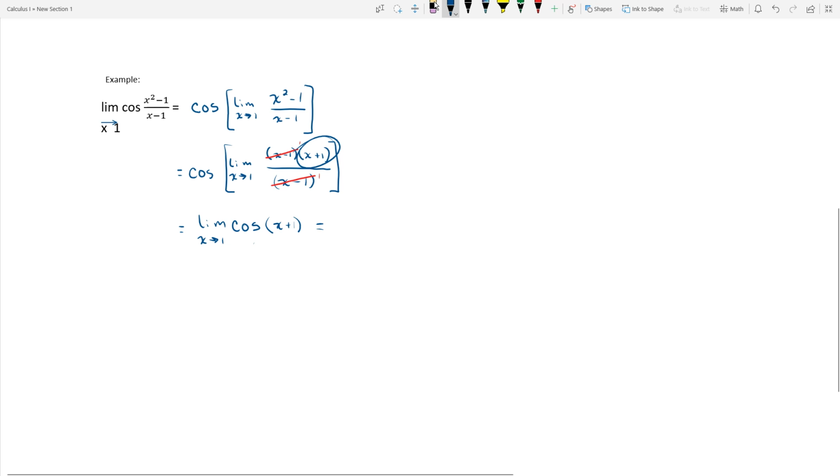The limit for this is actually going to be 1 plus 1. Since this is now a polynomial, we're simply going to insert the value that x is approaching from the left and the right in for x. So that's going to give us the cosine of 1 plus 1, which is cosine of 2. And that is our first example.